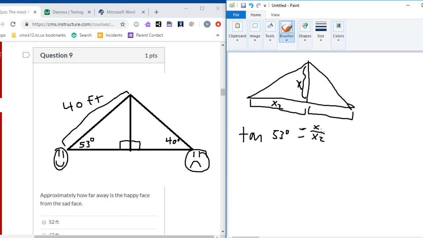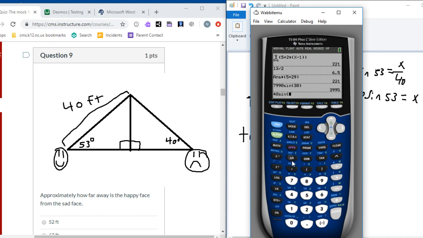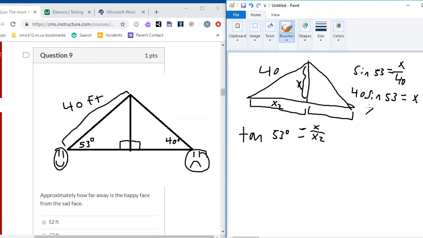But in order to find x, I need to use sine. So the sine of 53 is equal to x over 40, because 40 is the hypotenuse. So x is equal to 40 times the sine of 53. So I just take my calculator and I evaluate 40 times the sine of 53. That's equal to 31.9. So x is equal to 31.9. That's the vertical height of the triangle, 31.9.